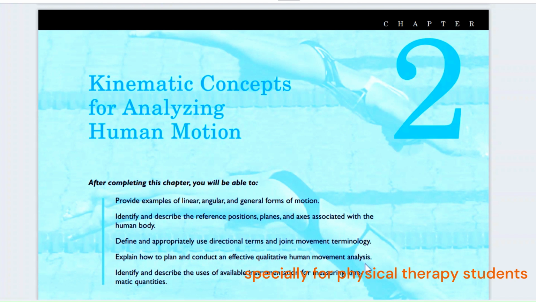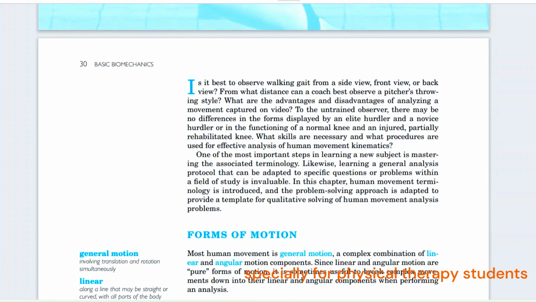And then we are going to see the available instruments that are helpful to measure any of the kinematic quantities. Majorly, as you know, Hall's book is where we start, with specific questions that rely on this whole chapter.